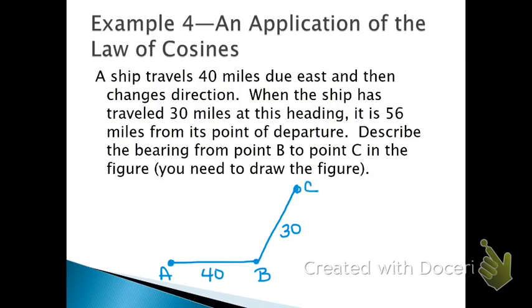And then it said, when the ship has traveled the 30 miles, it is 56 miles from its point of departure. Where did it depart from? A to C. So from A to C is going to be that 56. Well, we have 3 sides and no angles, so we have to go back to the first. All right, well, hold on, though, because it wants to know the bearing from point B to point C.